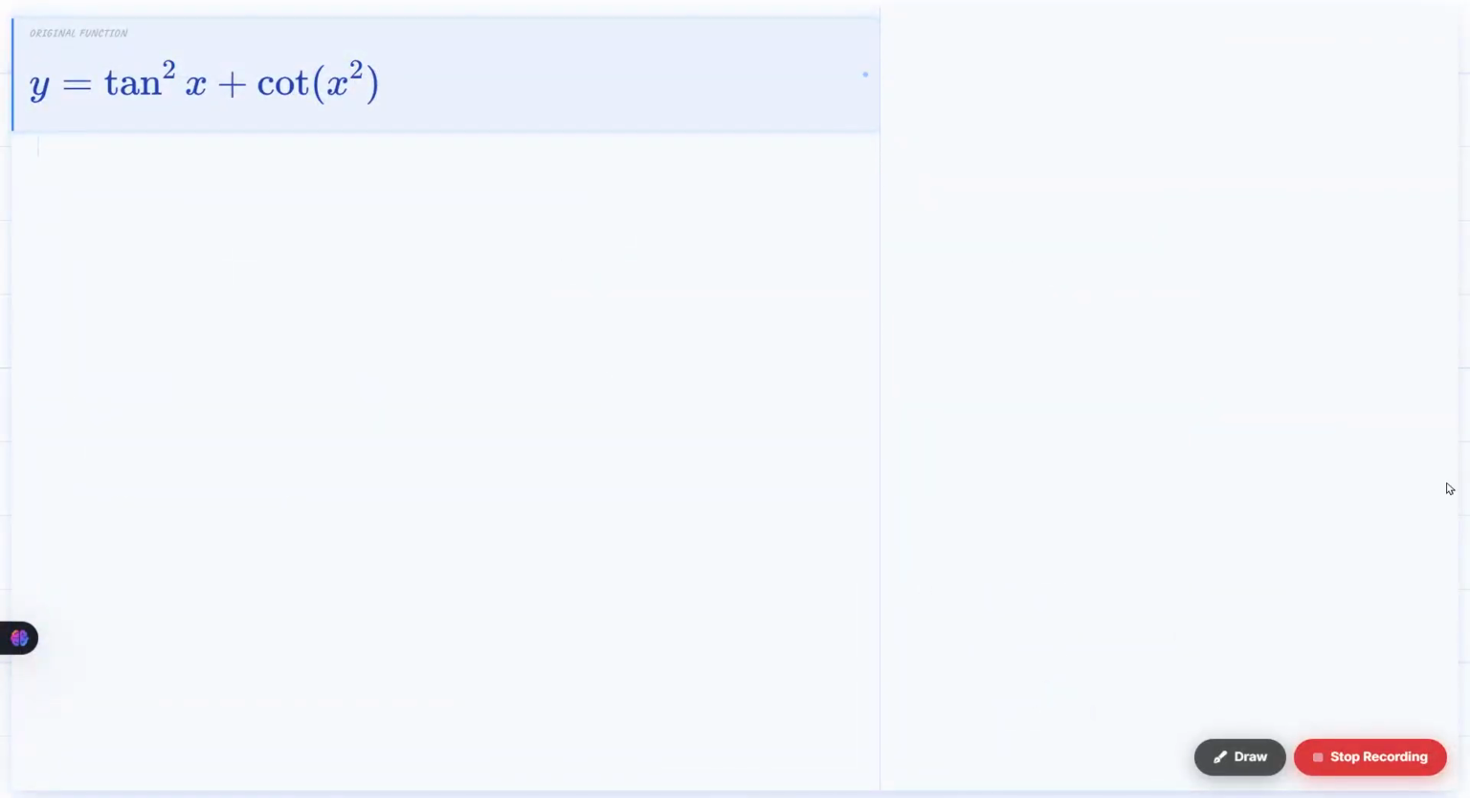We look at the starting equation y equals tan squared x plus cot squared x. We do this to see what we need to solve. This is our starting point.